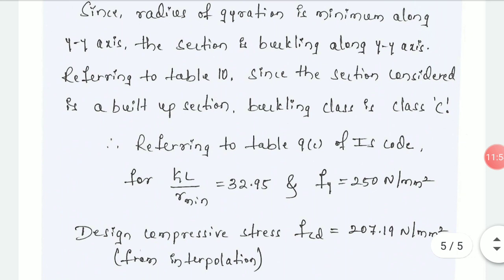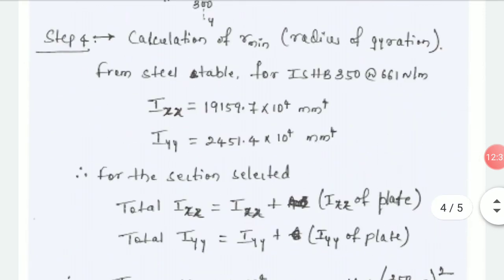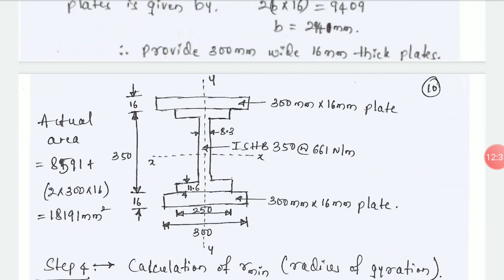Referring to table 9, which is for buckling class C, I have KL by r minimum value and Fy value. I will calculate the design compressive stress of the member considered. KL by r minimum I have, Fy is 250 Newton per mm square. By doing the interpolation, I will calculate the design compressive stress of the member considered, that is 207.19 Newton per mm square. And the last step is, by using this design compressive stress of the member, I will calculate the load carrying capacity of this section.